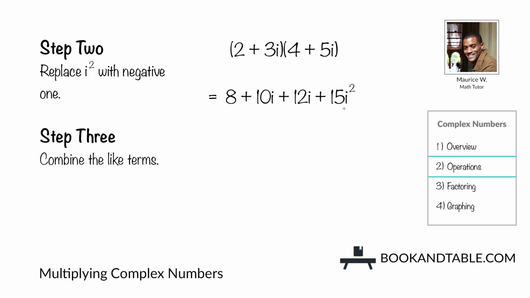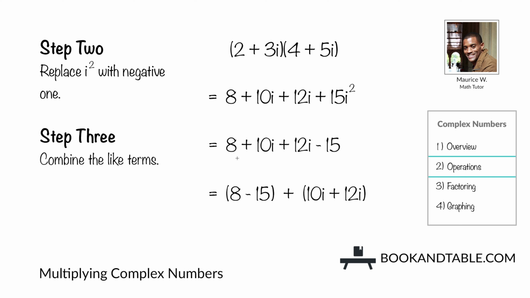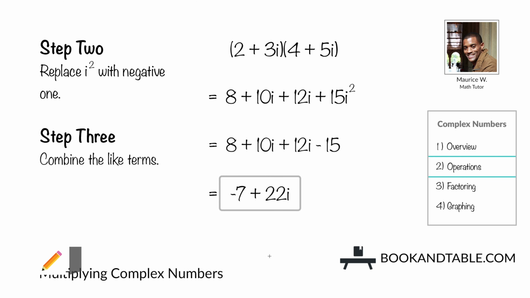So before we can simplify this to a complex number, we first want to replace this i squared with its equivalent, -1. When we do so, 15 times -1 gives us -15. And now we have 2 real numbers and 2 imaginary numbers. So the third step, we combine the like terms. 8 minus 15, our real numbers, plus 10i plus 12i, our imaginary numbers, giving us a final answer of 8 minus 15, which is -7, plus 10i plus 12i, which is 22i. So that is how you go about multiplying complex numbers.